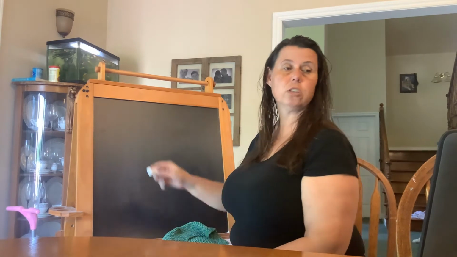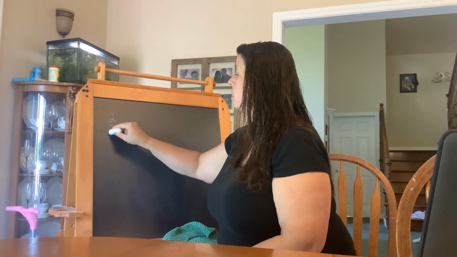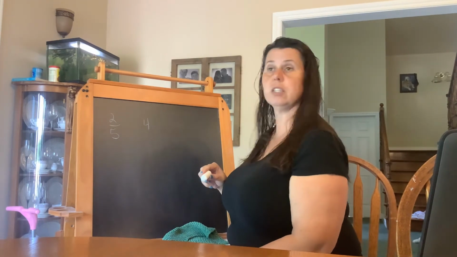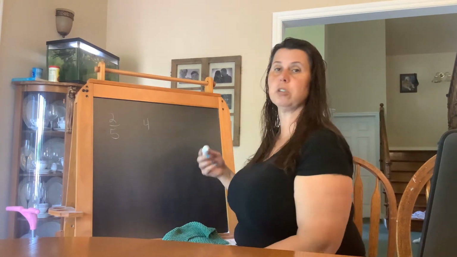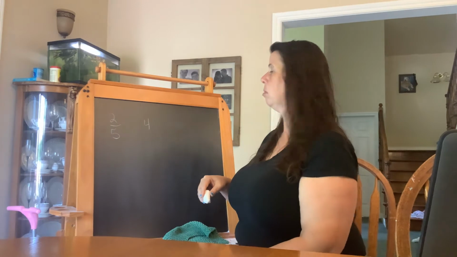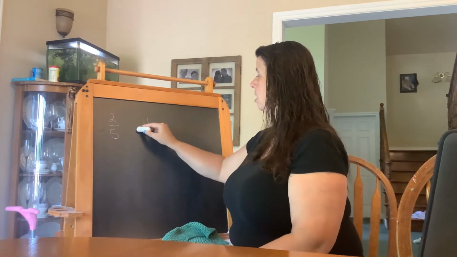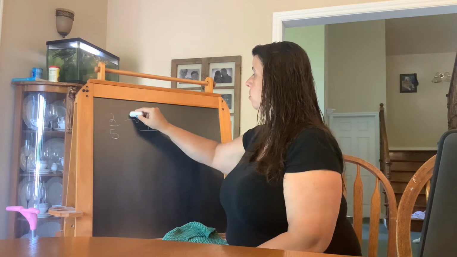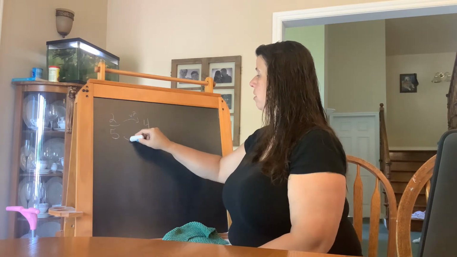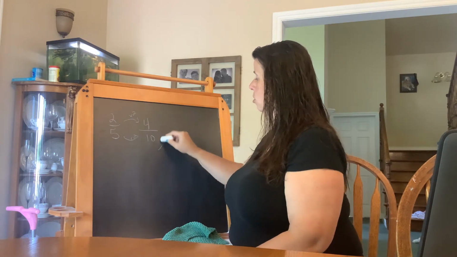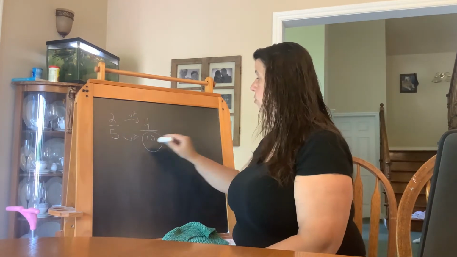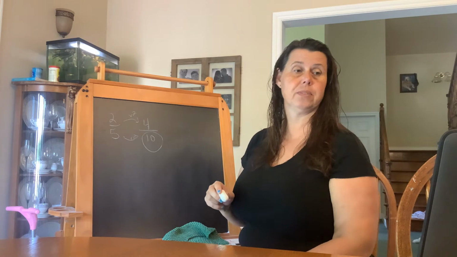All right, 2/5 of a number is 4. The question says 2/5 of a number is 4, but I'm not going to write the of a number part. So 2/5 is 4 out of what? Well, how do we get from 2 to 4? Times 2, so 5 times 2, 10. So the whole number is 10. 4 is 2/5 of 10.